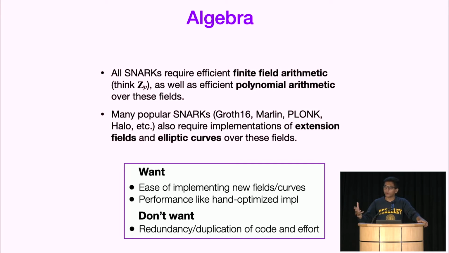And again, we want to avoid duplicating effort, right? We want it to be the case that if I'm implementing two, for example, short Weierstrass curves, I shouldn't have to implement the addition formulae again and again, right? Because as we all know, copy-pasting leads to a bunch of errors which are hard to diagnose.